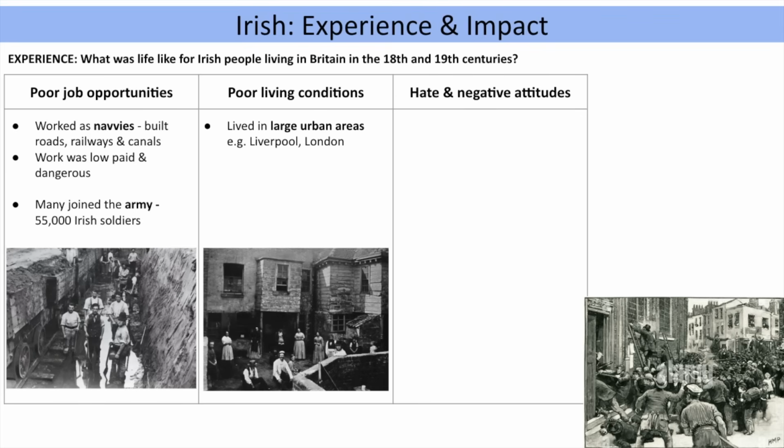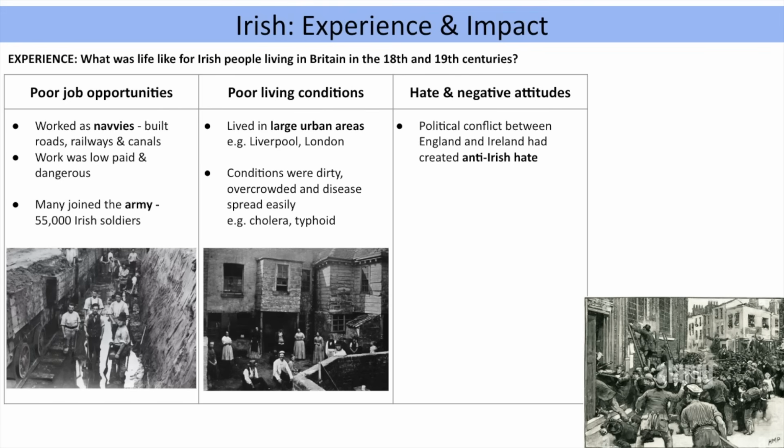In terms of living conditions, they lived in large urban areas like Liverpool, which is our case study we'll look at in a minute, and London, and they tend to have dirty, overcrowded conditions where diseases spread really easily. You see massive outbreaks of diseases like cholera and typhoid at this time.